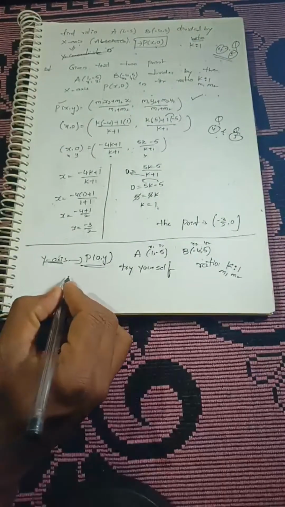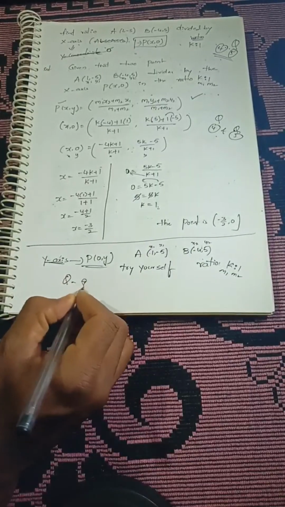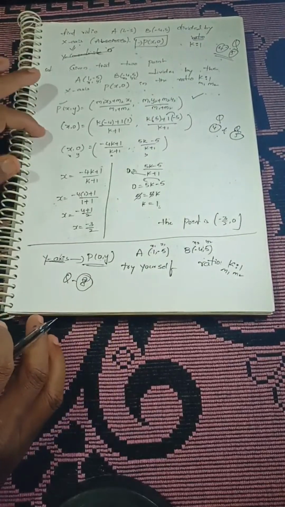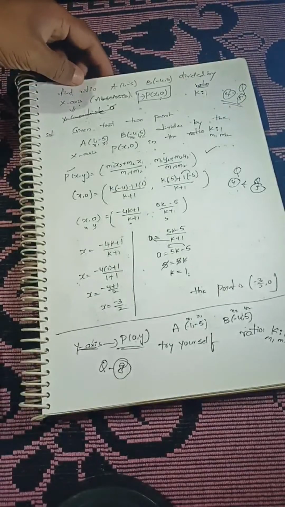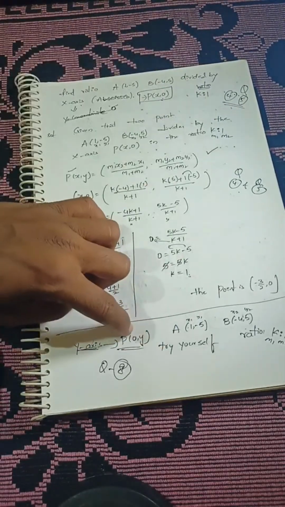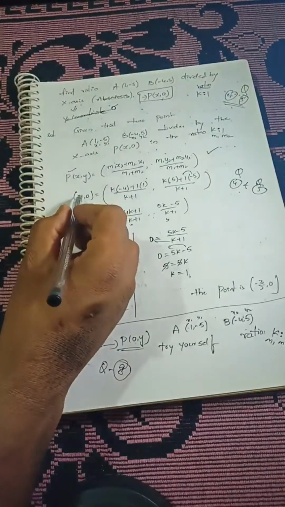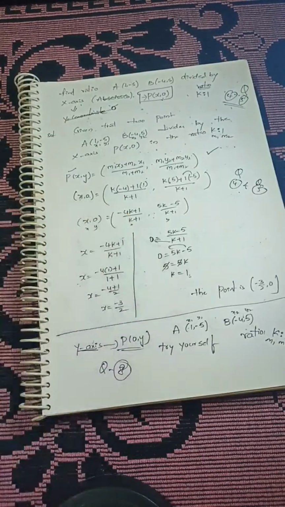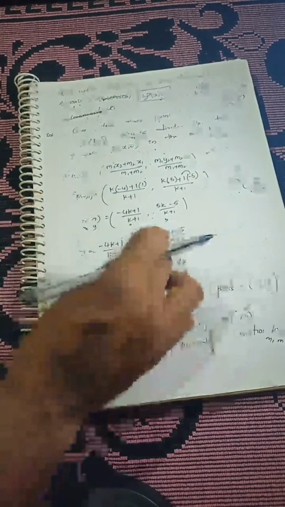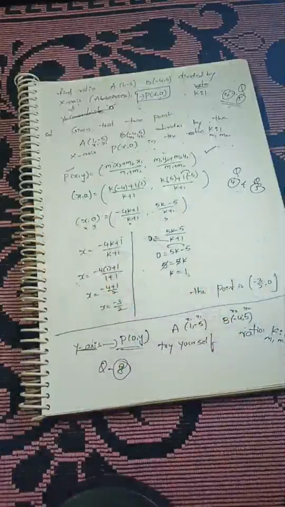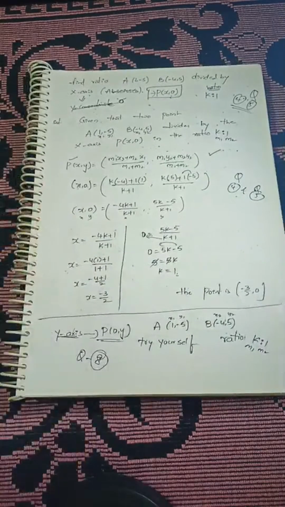Question number 8 is the same, but here we are having the x-axis, and here we are having the y-axis. See, in place of x comma 0 we are taking 0 comma y. First you find y equal to 0, get the k value, and substitute that k value in the point. For that you get the x coordinate. If you solve that side you will get the y coordinate.